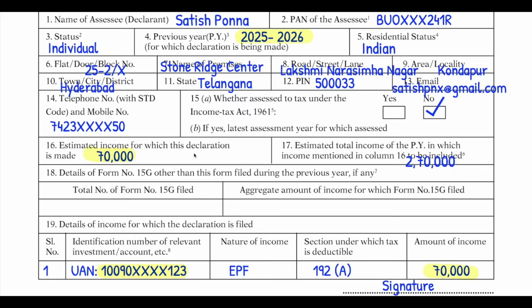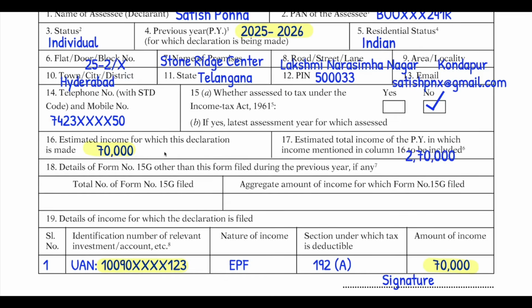In field number 16, write the EPF amount that you are withdrawing. Remember that Form 15G is only for the PF amount. You don't need to include the pension amount here. Only write the PF amount here. You can check your EPF passbook to see how much PF balance you have.